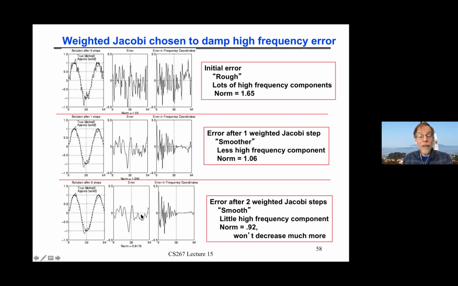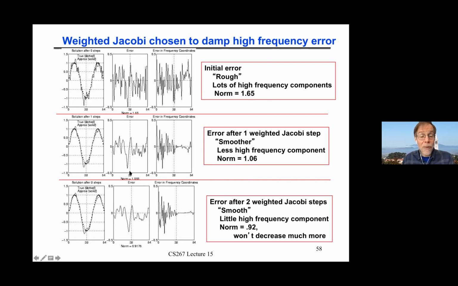Now here's the error, and it looks much smoother than before, but it can still be fairly large in some places. The high frequency error has gone down a lot. It's gone down by 1/3 squared at least, or 1/9. So you can see that the high frequency error is pretty much gone. I've gotten rid of half the error, if you like, and I only have the low frequency error left. Doing any more steps of the smoother won't help very much because it's only going to make this tiny stuff tinier. So I've gotten the norm down from 1.65 to 0.92.